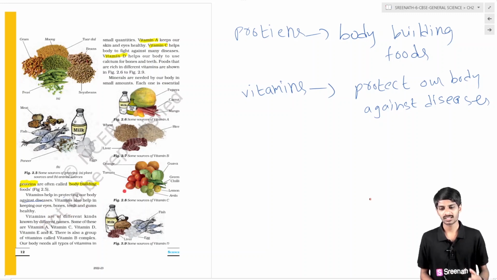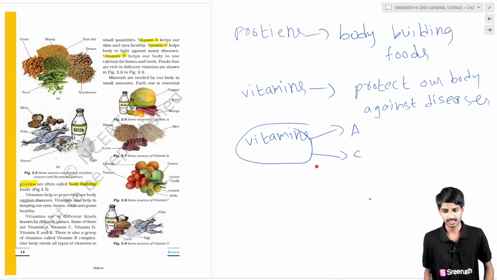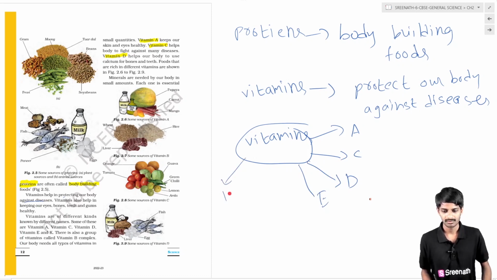There are different types of vitamins. Some of the different types of vitamins are vitamin A, vitamin C, vitamin D, vitamin E, and vitamin K. These are the different types of vitamins.